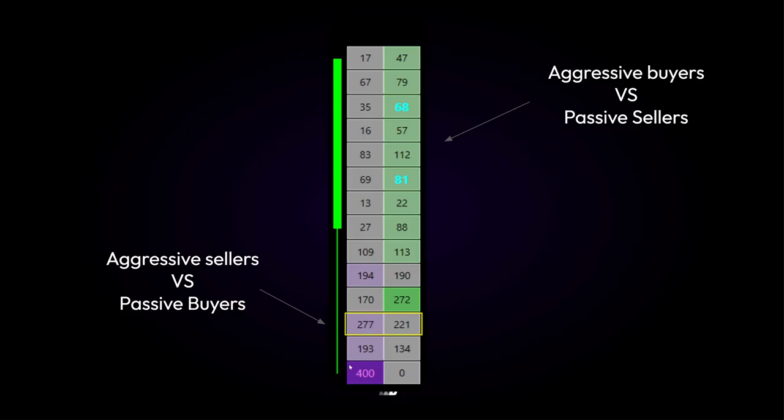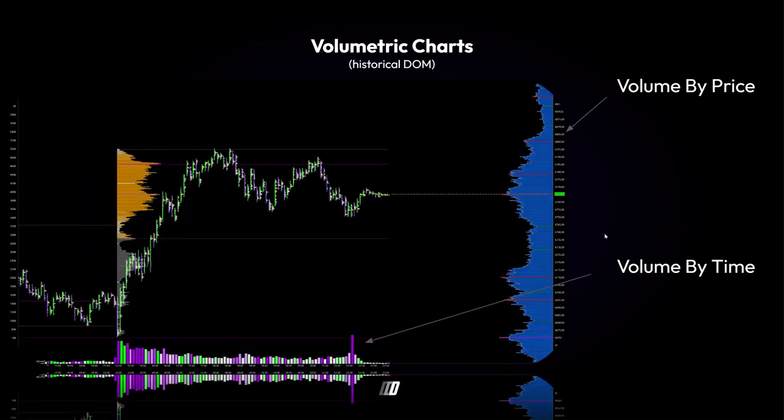You have a huge seller here trying to push down, but there's a huge buyer blocking that inertia and then pumping price right up with a momentum ignition, shooting market orders into the market, filling the order book and eating it out completely. So this is one of the tools.